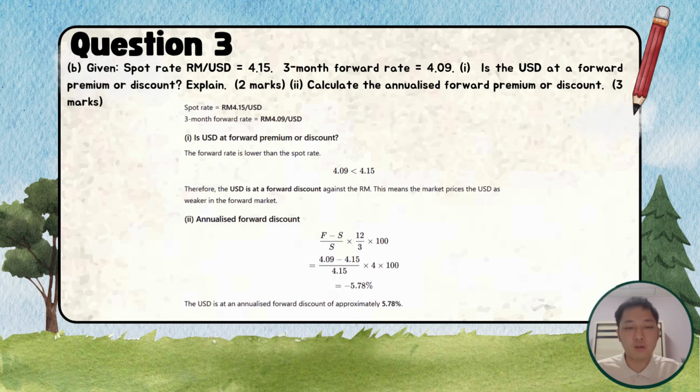Next, I calculate the annualized forward discount. I use the formula (forward rate minus spot rate) divided by spot rate, multiplied by 12 over 3 because the tenor is 3 months, and then multiply by 100. So 4.09 ringgit minus 4.15 ringgit gives negative RM 0.06, dividing by RM 4.15 and annualizing it gives negative 5.78%. Therefore, the US dollar is at an annualized forward discount of 5.78%.